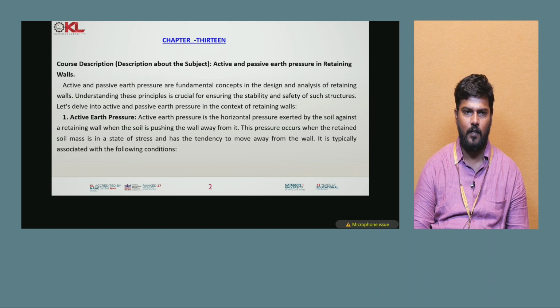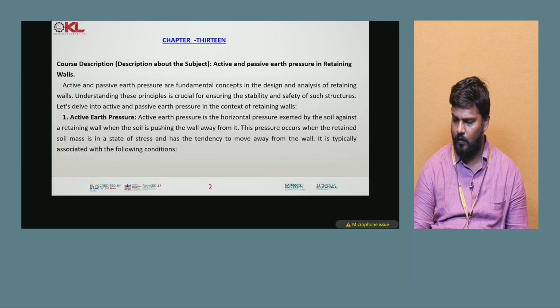So what is meant by active earth pressure? Active earth pressure is the horizontal pressure exerted by the soil against a retaining wall when the soil is pushing the wall away from it. This pressure occurs when the retained soil mass is in a state of stress and has the tendency to move away from the wall. It is typically associated with the following conditions.